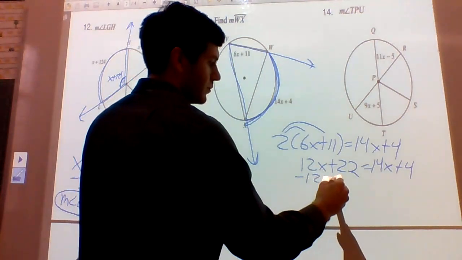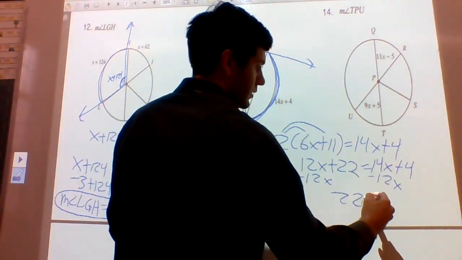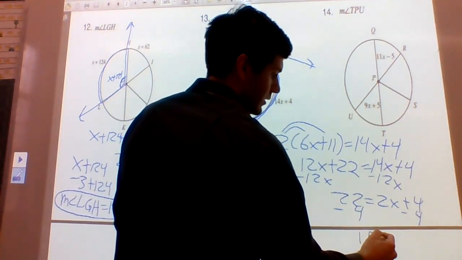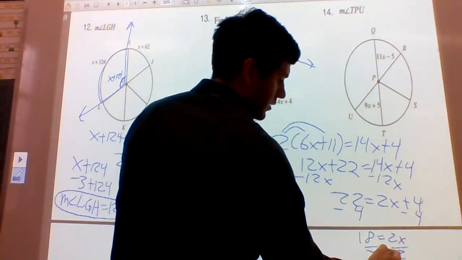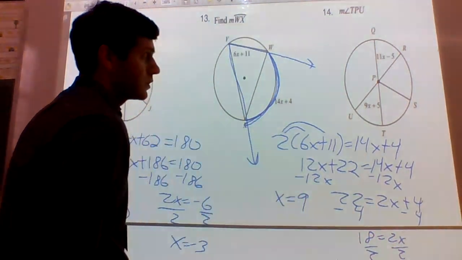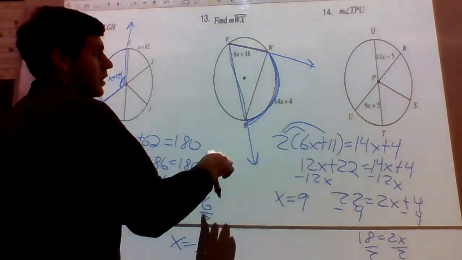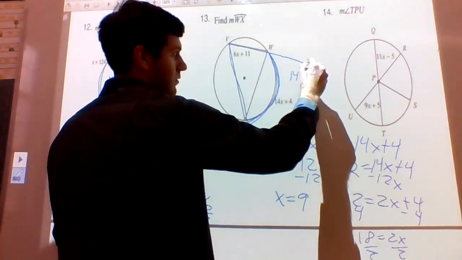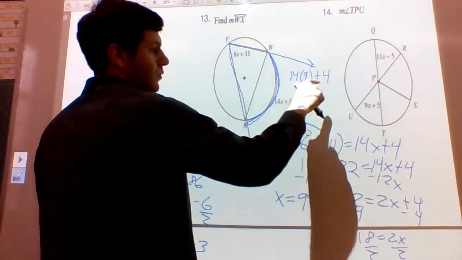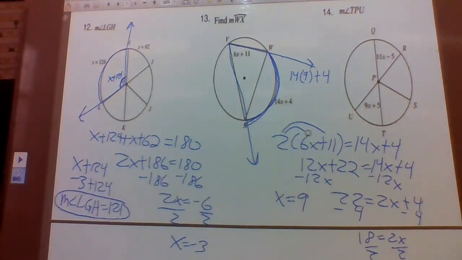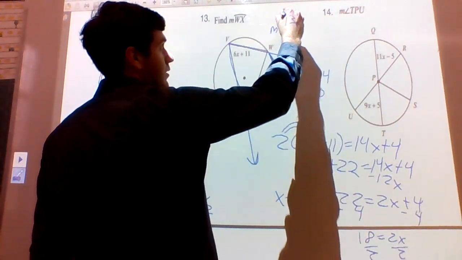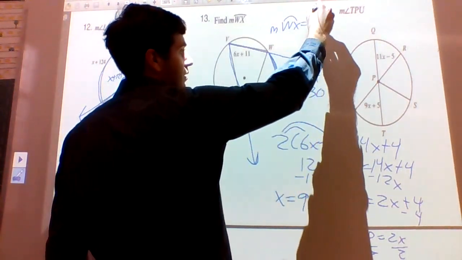Subtract 12x from both sides, and we get 22 equals 2x plus 4. Subtract 4 from both sides. We get 18 equals 2x. Divide by 2, and we get x equals 9. We're not looking just for x, though. We're looking for the measure of WX, which is this arc right here. So that's 14 times 9 plus 4. 14 times 10 is 140, so 140 minus 14 is 126. And then 126 plus 4 is 130. So the measure of arc WX is 130.